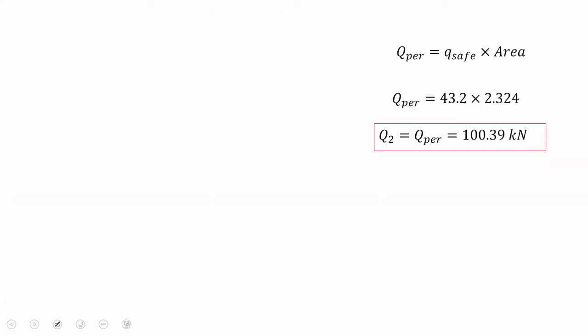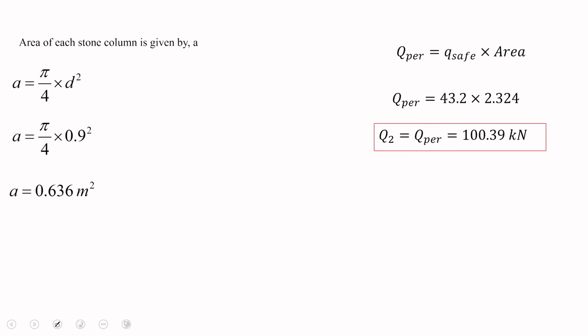Now the area of each stone column is given by pi by 4 into d square. We substitute the d value as 0.9, so the area of a single stone column will be equal to 0.636 meter square. So the area of soil surrounding each stone column will be equal to 2.96 minus 0.63.